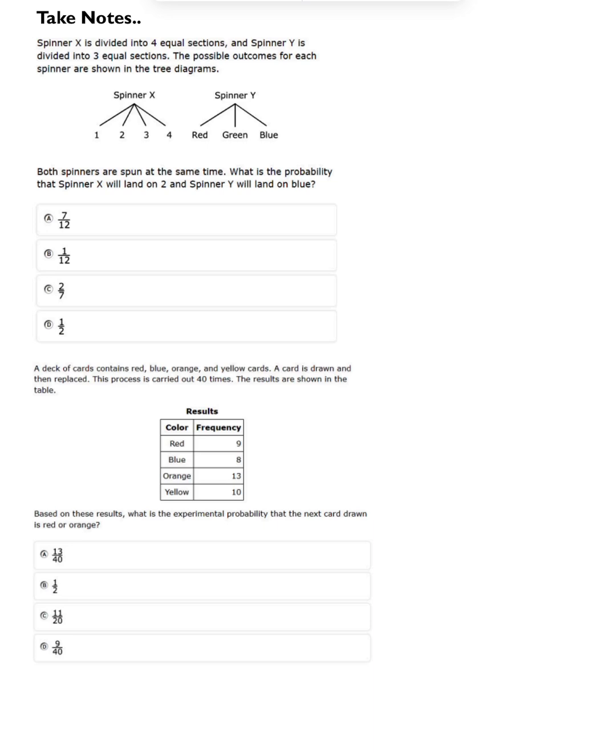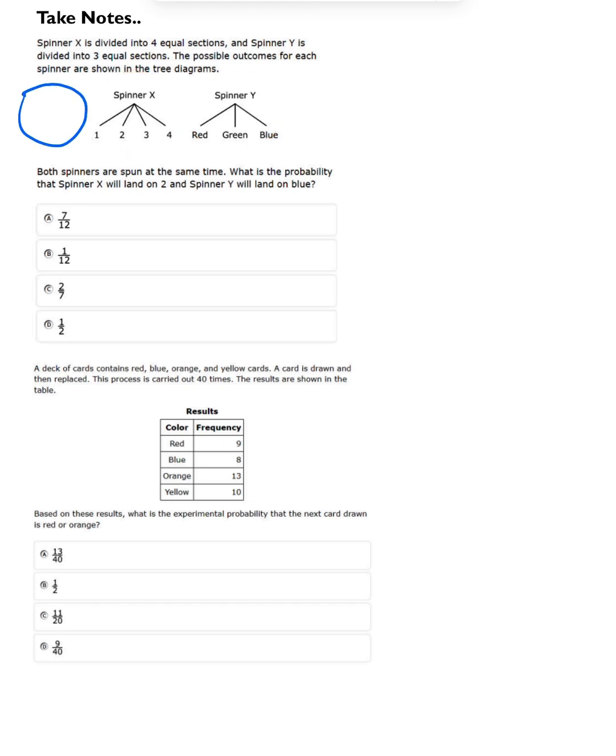So our first example says spinner X is divided into 4 equal sections and spinner Y is divided into 3 equal sections. And you can see spinner X is here, 1, 2, 3, 4, and spinner Y, red, green, blue. If you don't like how this looks and you think of a spinner differently, go ahead and draw it. It's not a big deal.